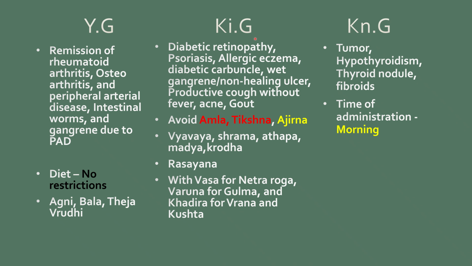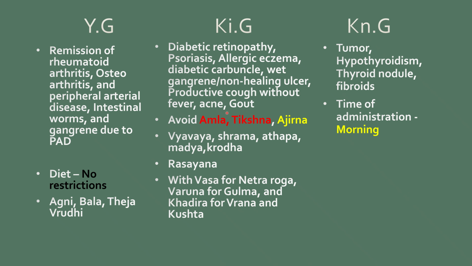Kaishora Guggulu, we can indicate in diabetic retinopathy, where the diabetes is involved in the retina. Also, there will be rakta pitta vitiation, and kapha association is definitely there. Then we can indicate Kaishora Guggulu in psoriasis and allergic eczema, where there is Visha. So Visha Shamana is the character of Guduchi. So we can indicate Kaishora Guggulu in allergic asthma, diabetic carbuncle when diabetes is deeply involved, diabetic gangrene, and non-healing ulcer where there is pitta kapha or kapha pitta association, and productive cough.